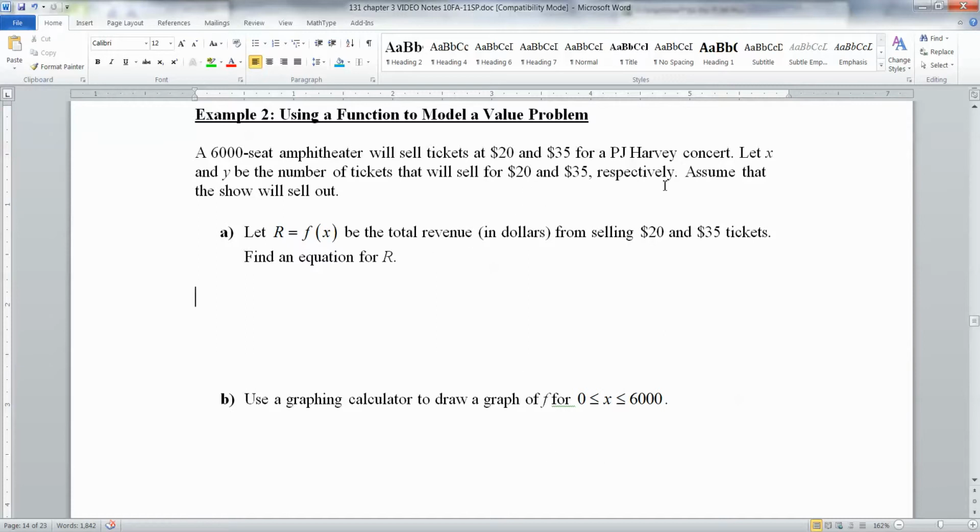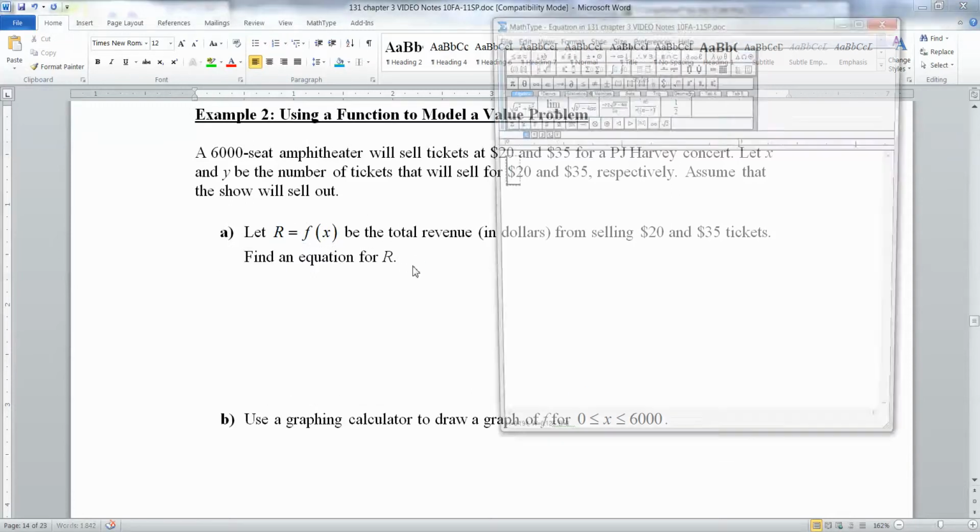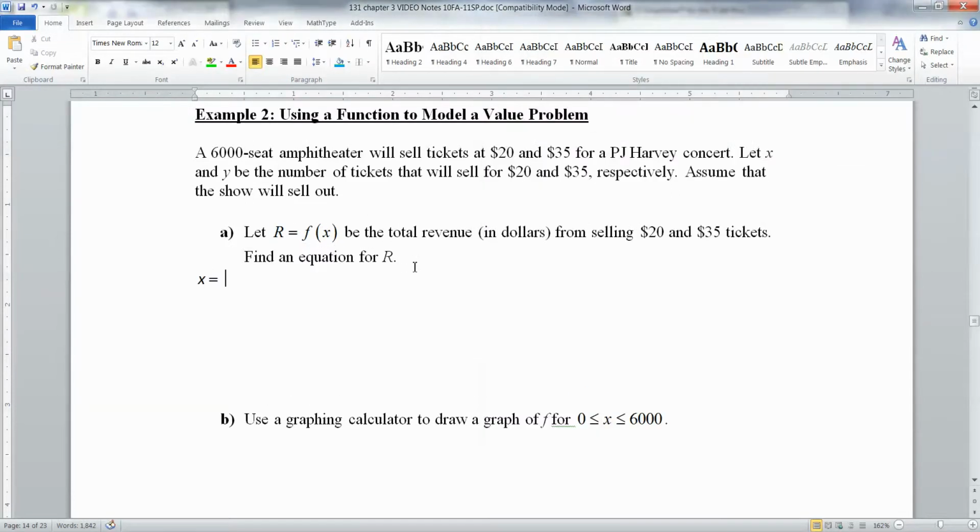Well, a couple of things. A whole bunch of stuff is different on this problem. For one thing, they told us the variables. They say it right here: X and Y be the number that will sell for $20 and $35 respectively. So when we have this right here, we can just say to ourselves, okay, look, X equals the number of tickets sold at 20 bucks.